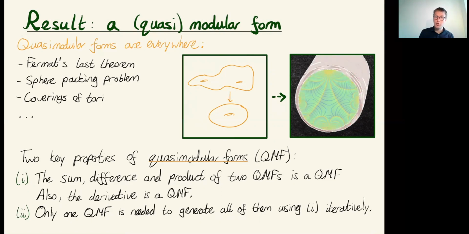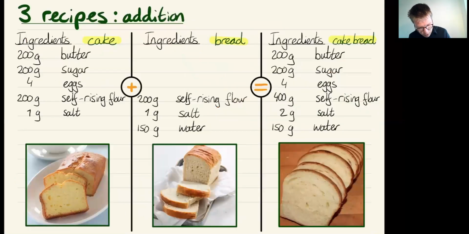So this is what the final result will be. But before I say more about this final result, let me take a look at what happens if you apply these natural operations on quasi-modular forms in the context of recipes.